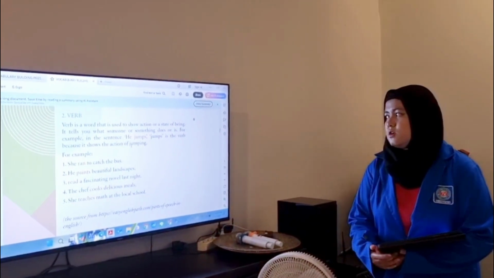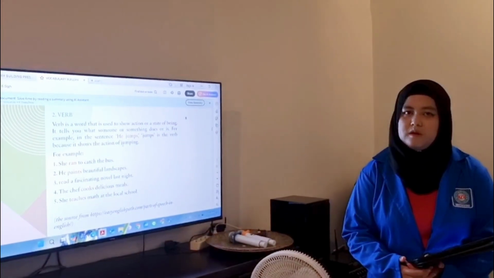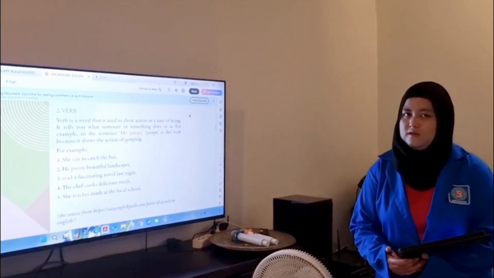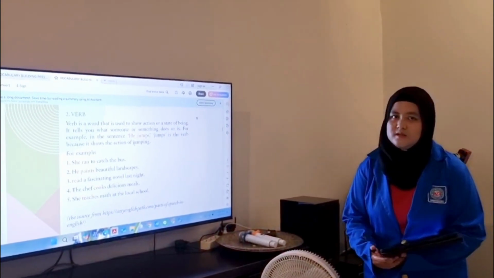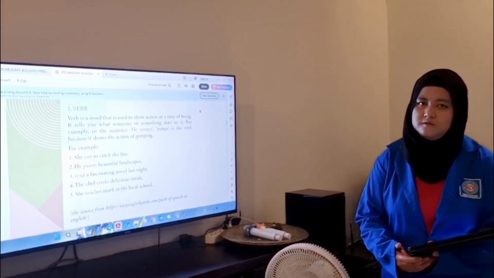And the second one is verb. A verb is a word used to show action or state of being. It tells you what someone or something does or is. For example, in the sentence, he jumps, jump is the verb because it shows the action of jumping.